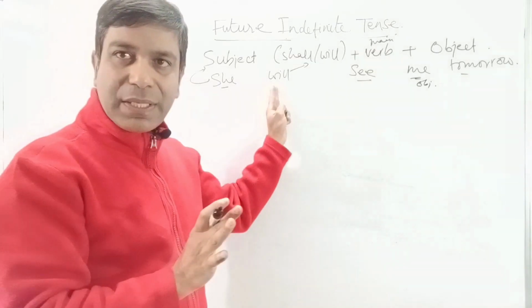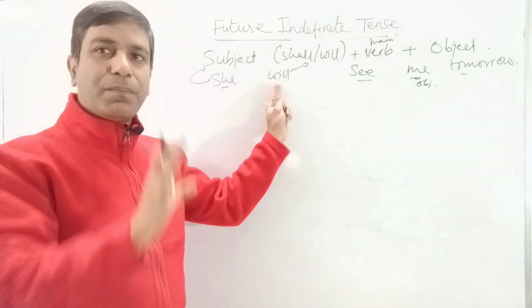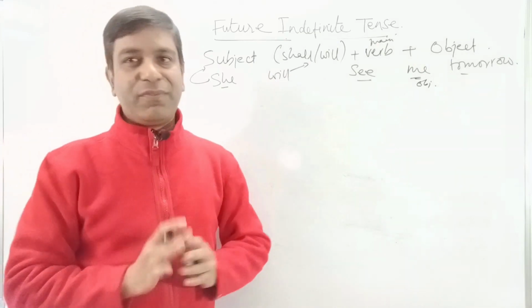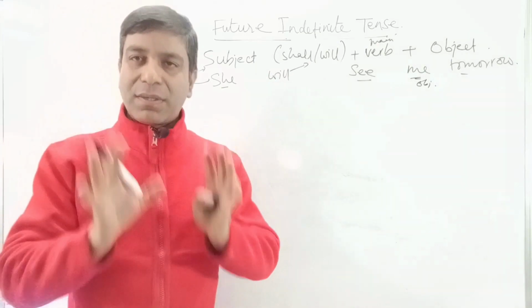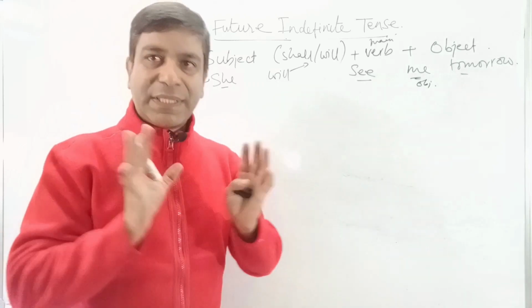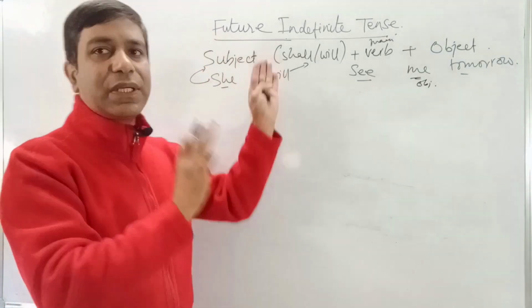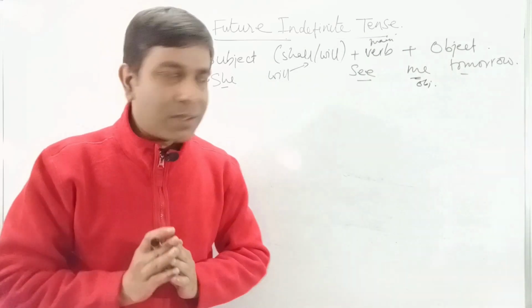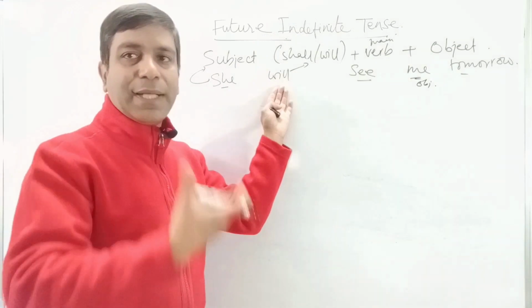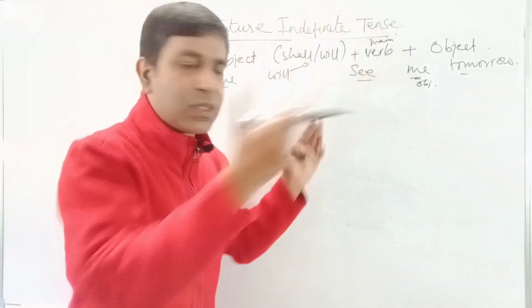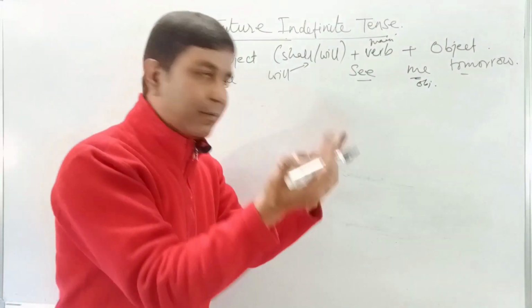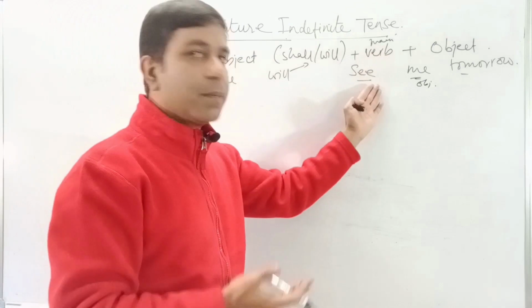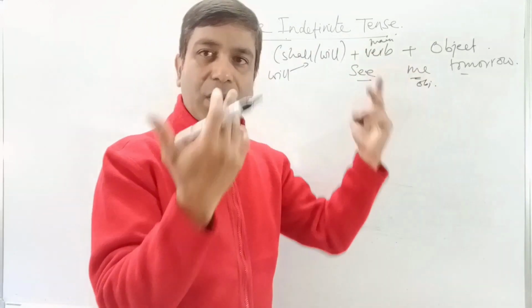Will is necessary. This is a bit different from present indefinite and past indefinite, because in present and past indefinite tense we did not use auxiliary verbs or helping verbs, but in the case of future indefinite tense, we have to use auxiliary verbs as well, because without the use of will and shall we cannot represent the future time. So in order to refer to the future time we use shall or will, and with this we have a main verb, see, and me is the object of the sentence.